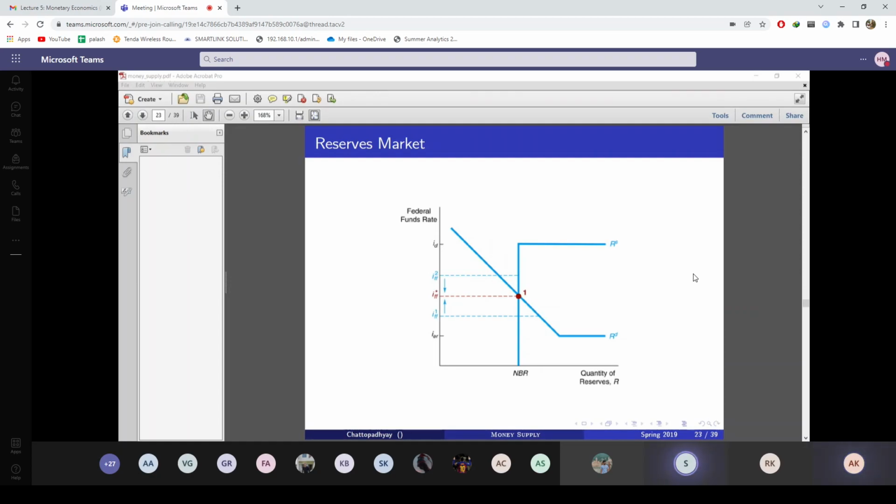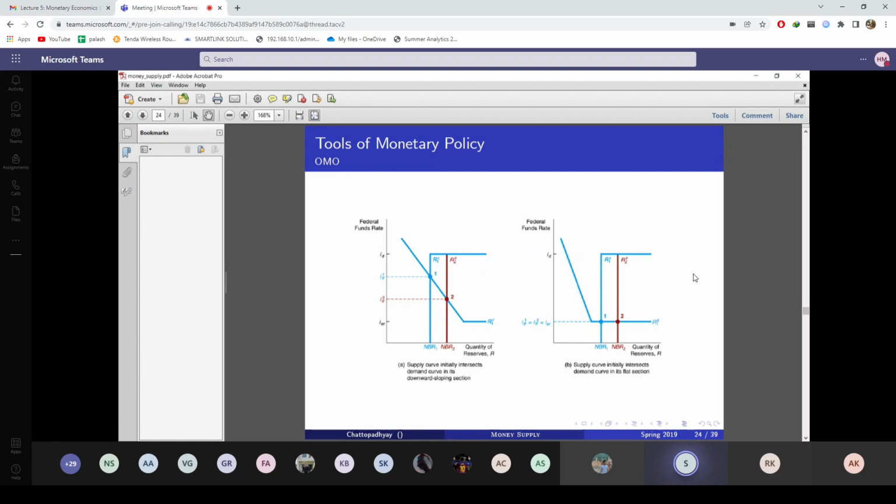So using this simple diagram, we have analyzed the impact of open market operation in the normal situation. The open market operation is basically the shift of the reserve supply curve from this blue line to this red line, and the interest rate falls from IFF1 to IFF2. The fall in the interest rate is associated with the rise in the money supply. Reserves rise, high powered money rises, money supply rises, and as the supply of money rises, the interest rate falls. That's the normal situation.